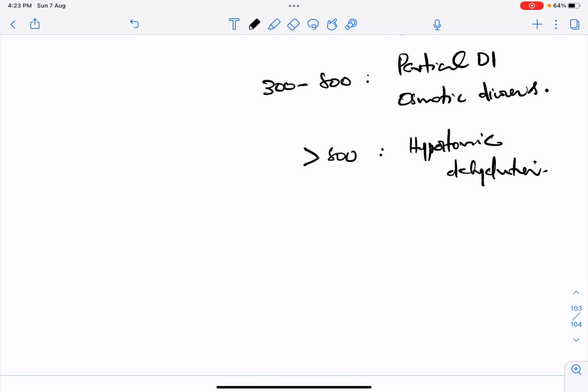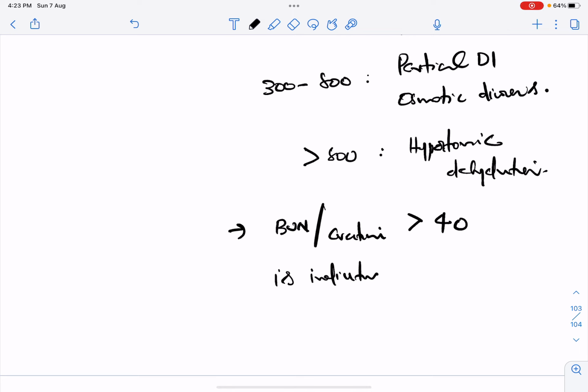The other investigation you have to do in hypernatremia is the BUN to creatinine ratio, blood urea nitrogen to creatinine ratio. If it is more than 40, it is indicating hyperosmolar dehydration.